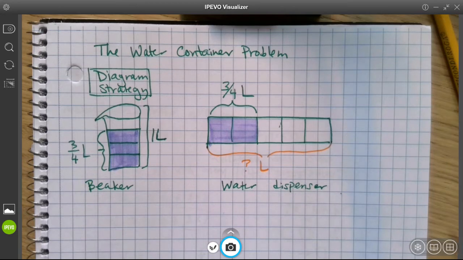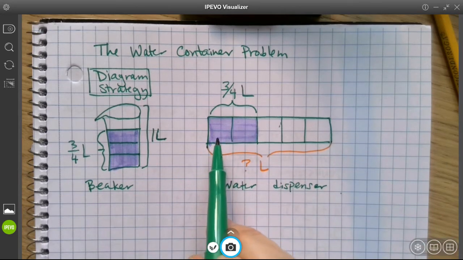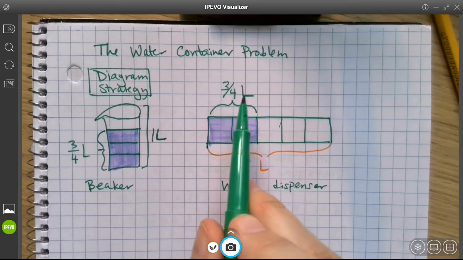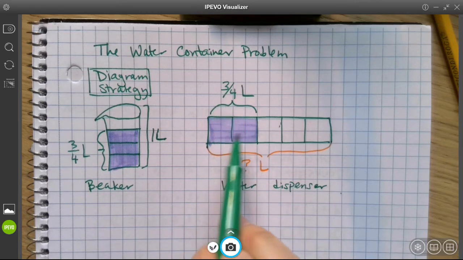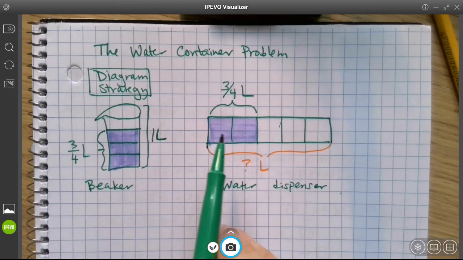I noticed some people figured out how much 1/5 of a water dispenser was. So some people took this 3/4 and split it into half and figured out how much one box was, and then multiplied that by 5 to find the whole length.